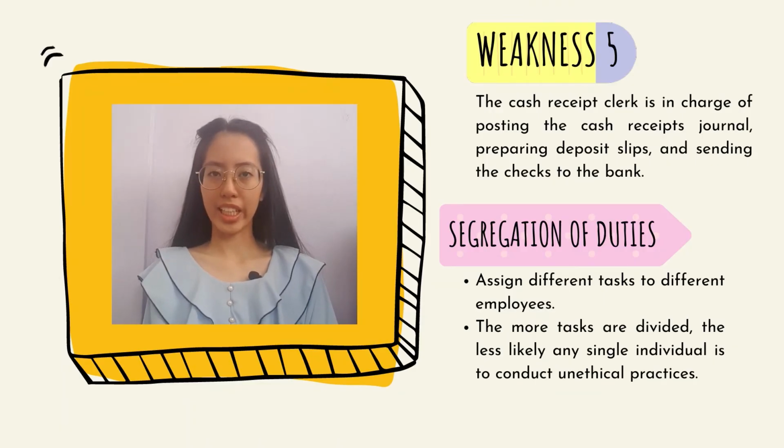Lastly, we have segregation of duties. SSU should assign different tasks to different employees. The more tasks are divided, the less likely a single individual is to conduct unethical practices.